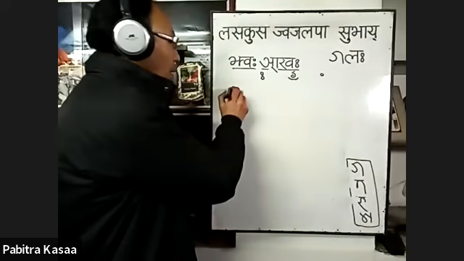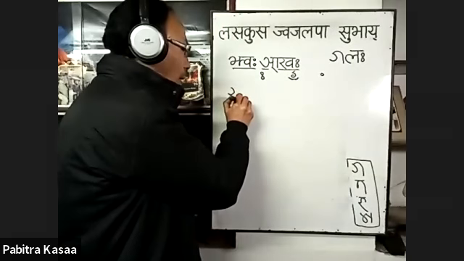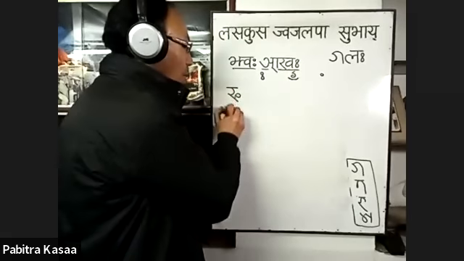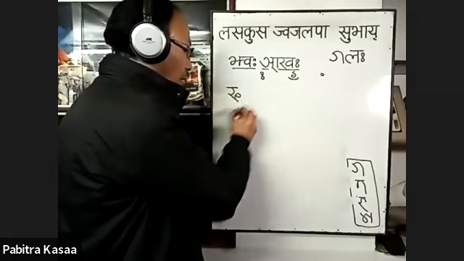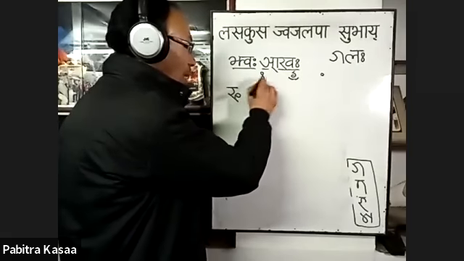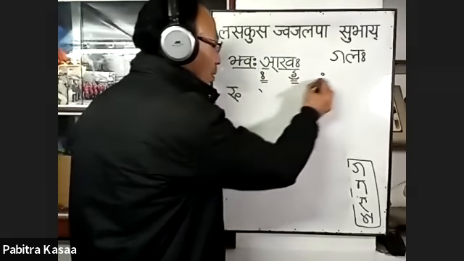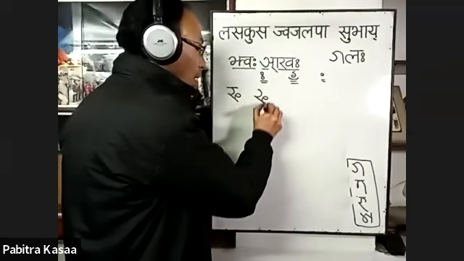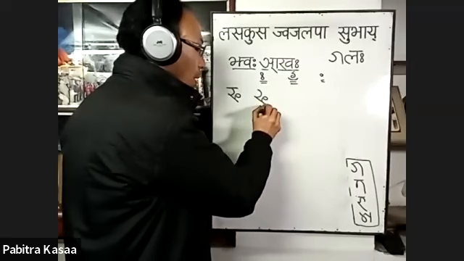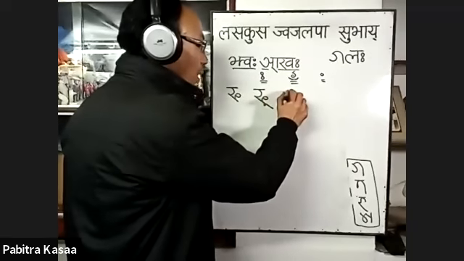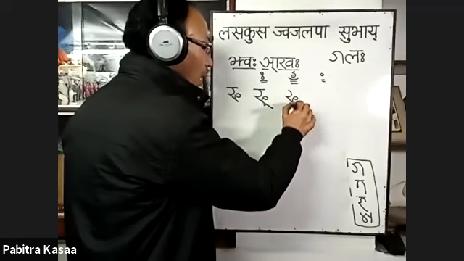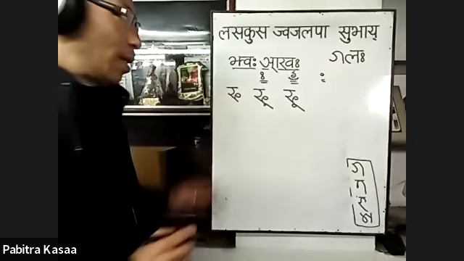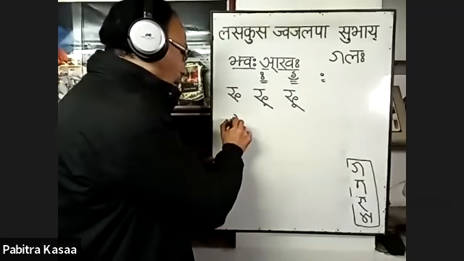Okay, so ha is written like this. As you know, where do we give ukar, it's here. Now forget about this. And when you write the dirgha ukar, the others are all the same. I mean the ekar, aikar, okar are all the same.